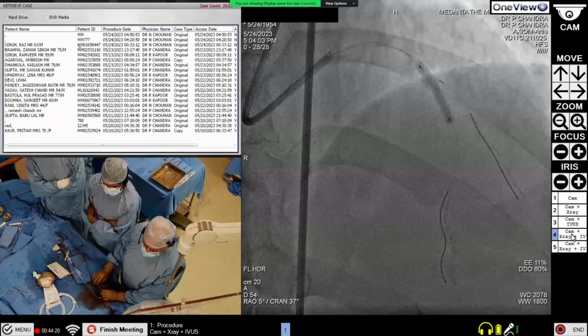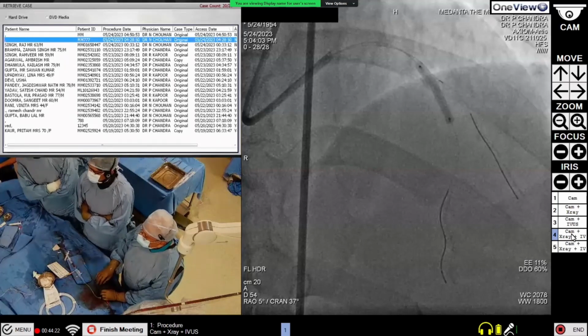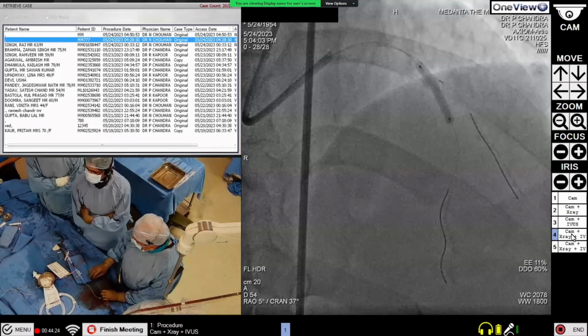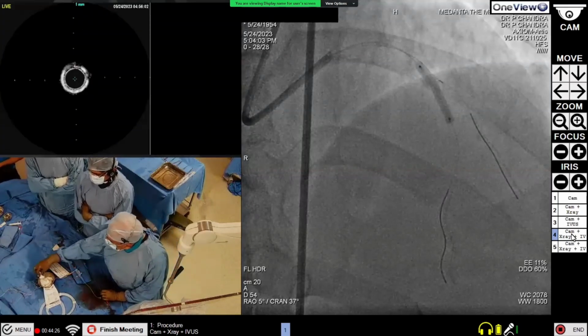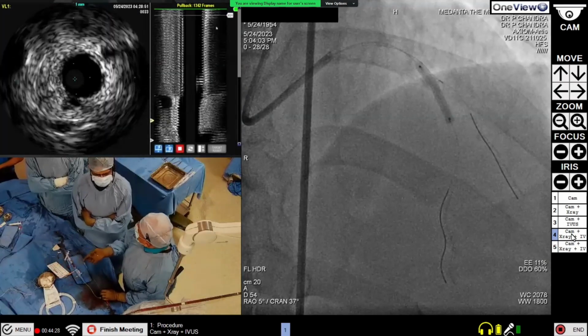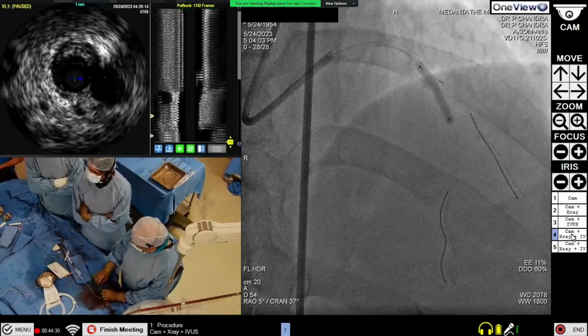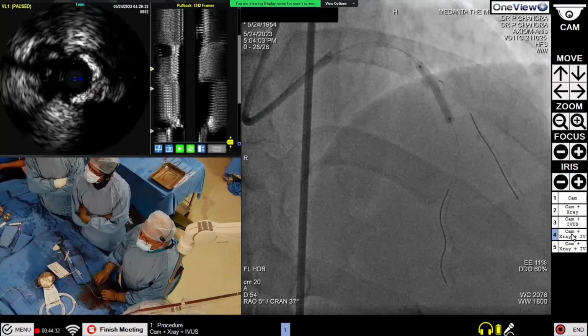So 1 minute 30 seconds are over. I think it's reasonable time. We can go up to 2. Patient is tolerating well. We can go up to 2. 1 minute 40 seconds.